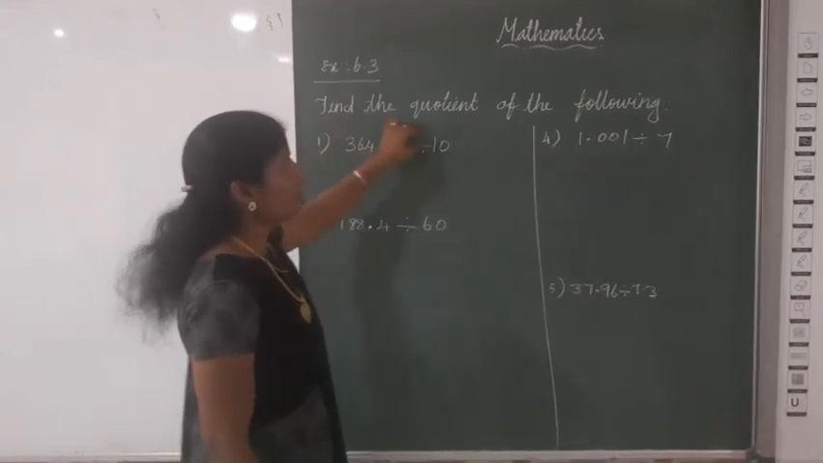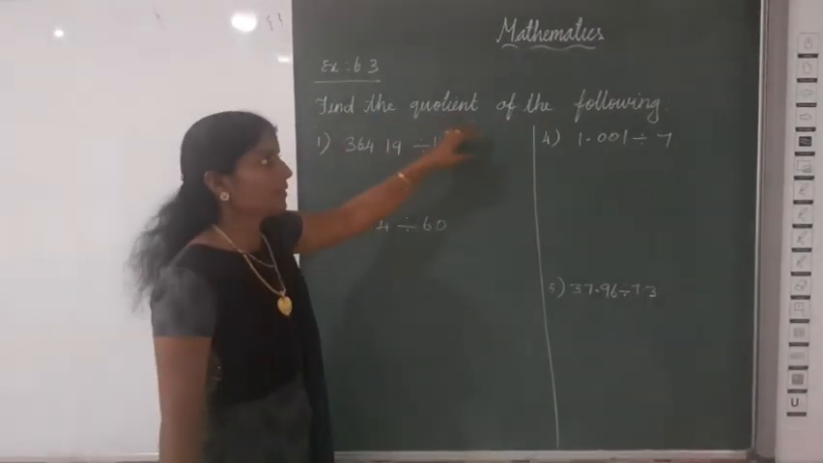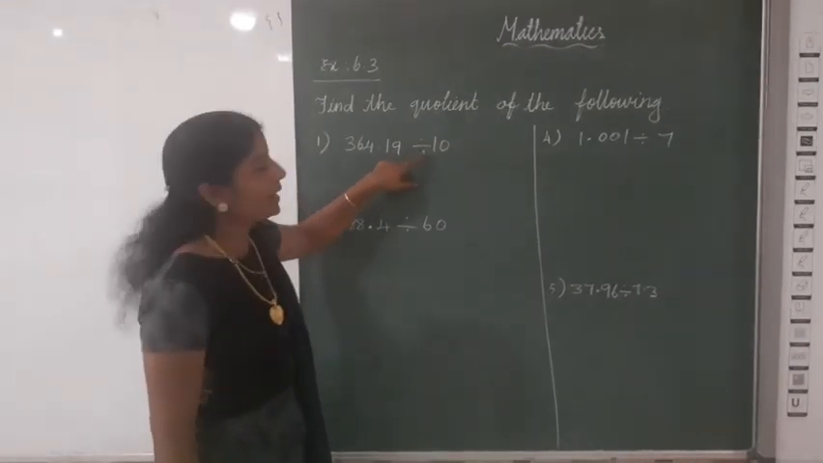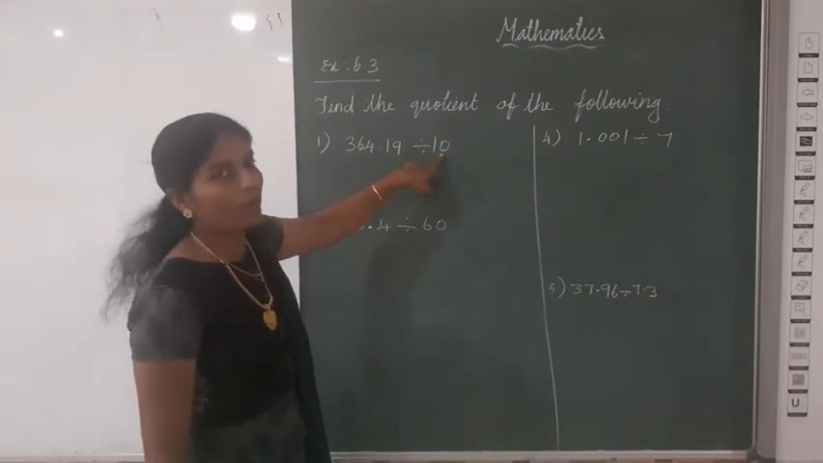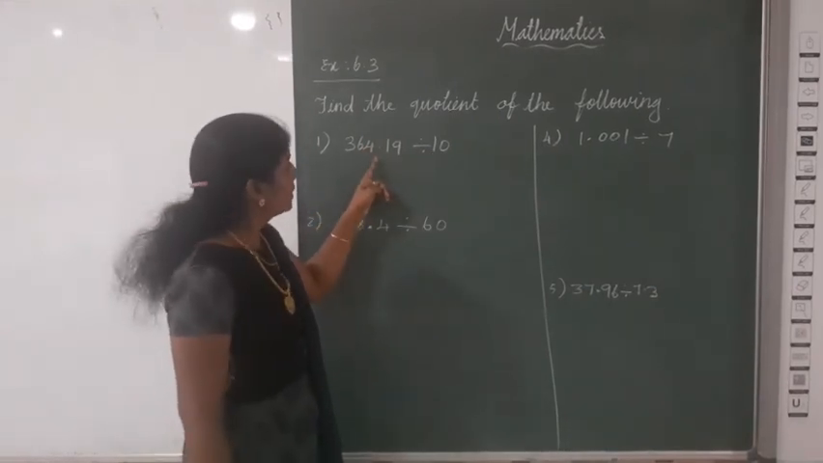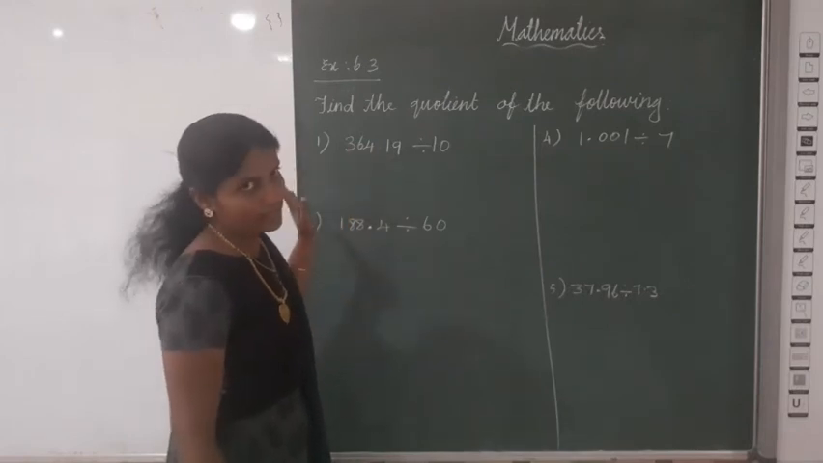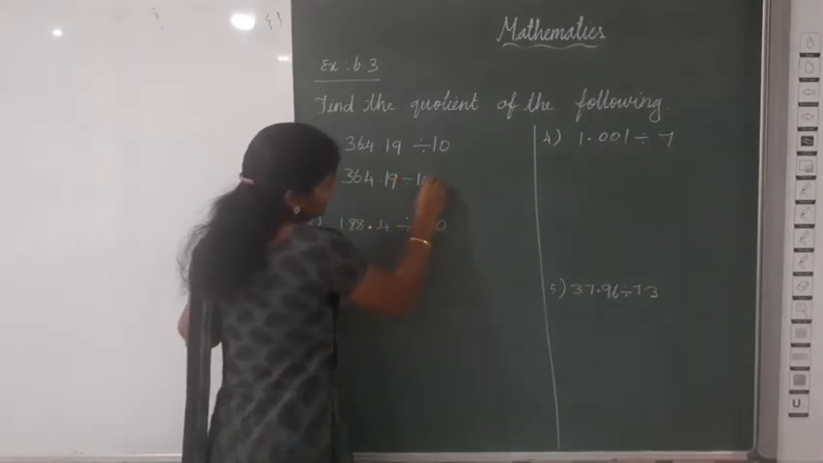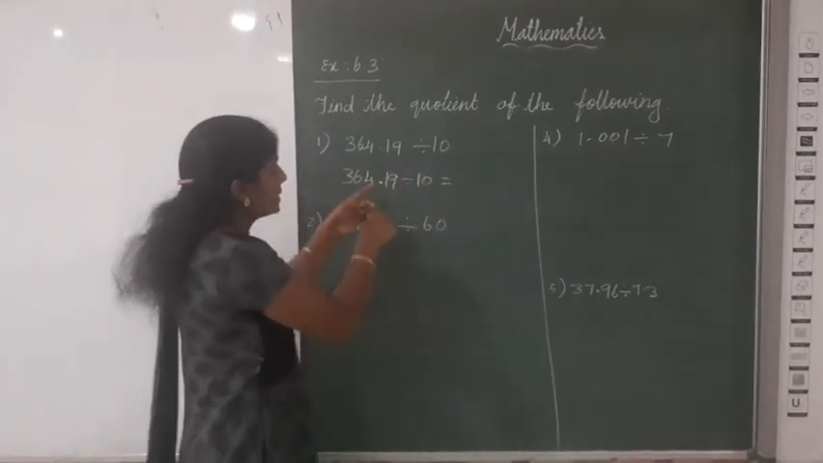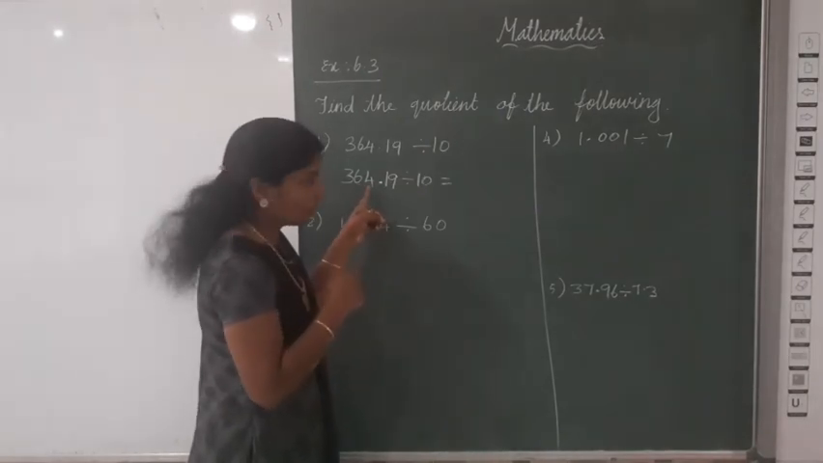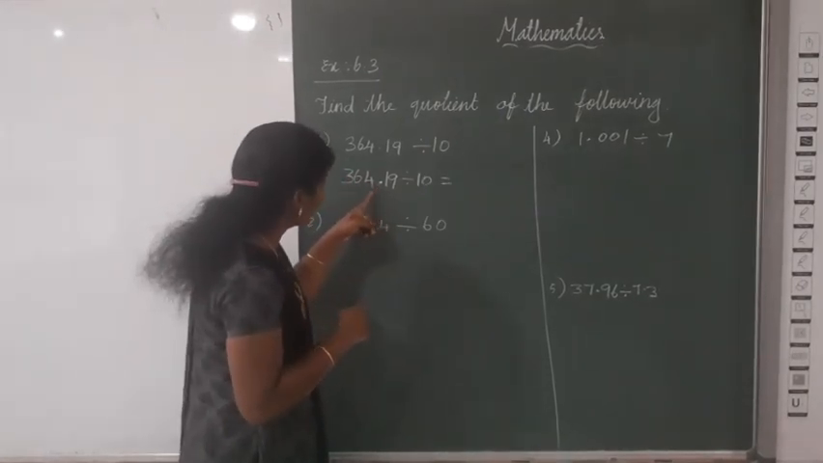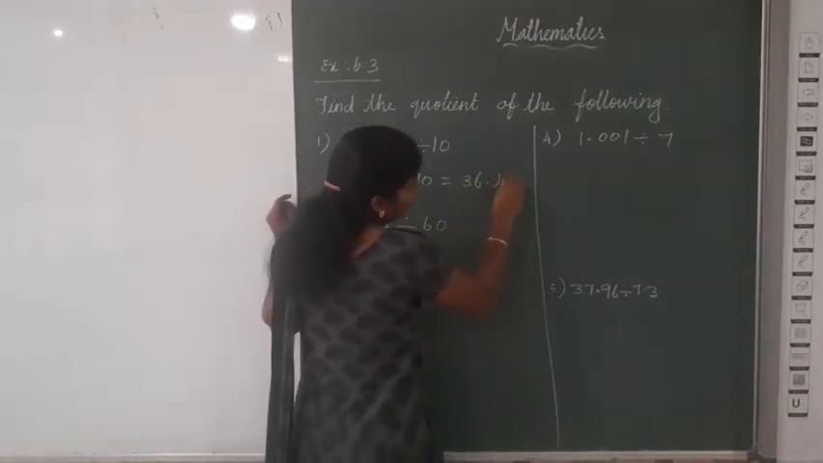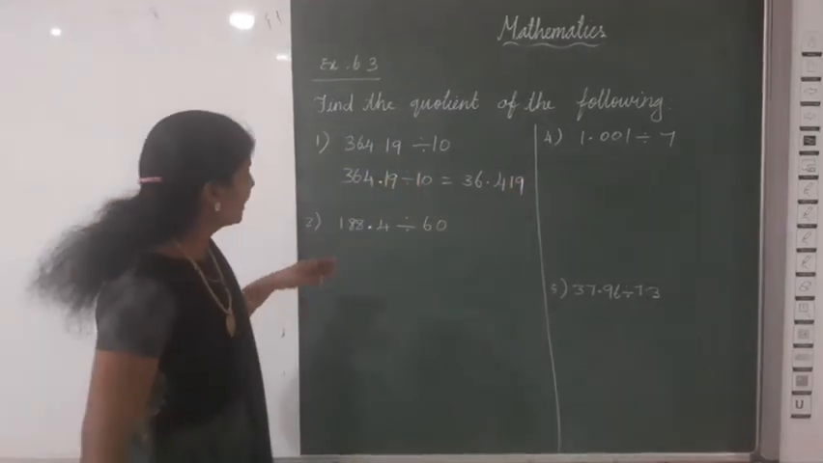6.3. Find the quotient of the following. Now first one, 364.19 divided by 10. After the 1 we have 0, so move the decimal point 1 place to the left side, isn't it? So 364.19 divided by 10 is equal to, this point will move 1 place to the left. So this decimal point will come here: 36.419. Okay.